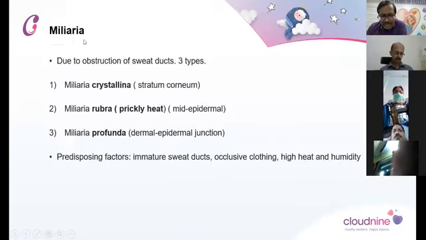Then we have miliaria. This is related to the sweat gland. Depending on the level of the obstruction, we have miliaria crystallina, rubra, or profunda. Profunda is very rarely seen. These are the two we commonly see in neonatal practice. Rubra is also called heat rash or prickly heat. Only the obstruction level is different.